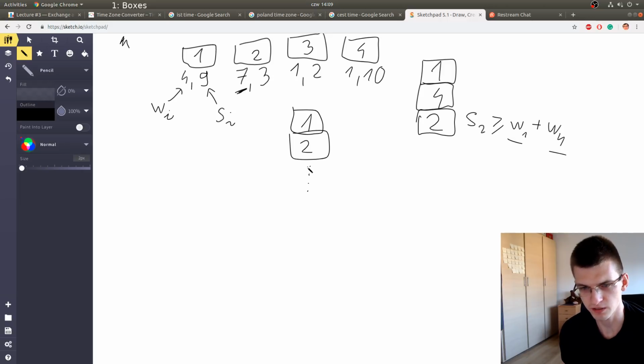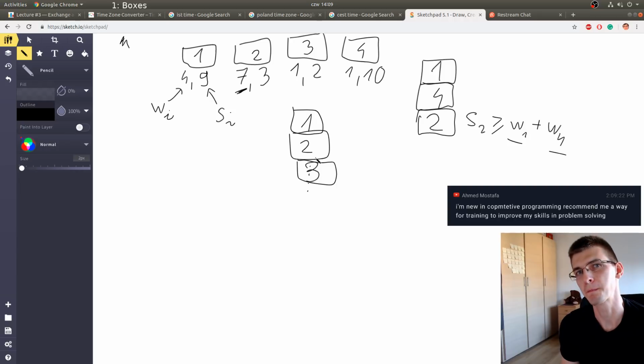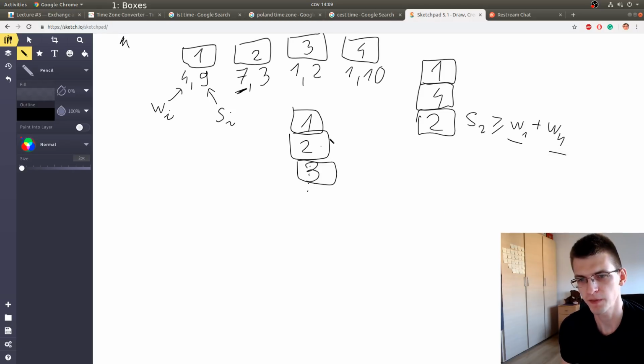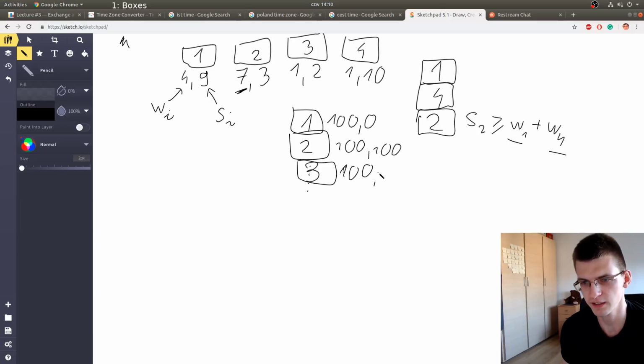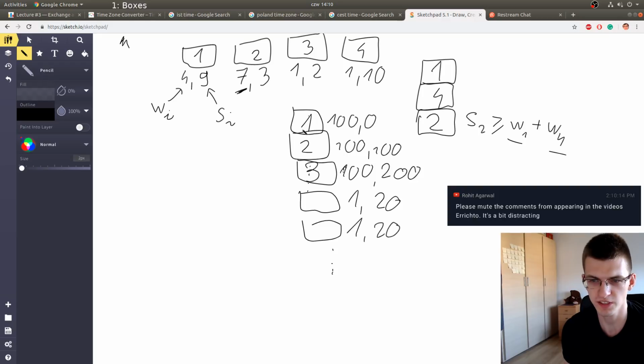And if we, for example, consider boxes 1, 2, and 3 so far, maybe we can put all of them here in this order. But maybe later there will be boxes that all have weights like, I don't know, weight 100 and strength 0, weight 100 and strength 100, and weight 100 and strength 200. And then if we have a bunch of boxes that have, let's say, weight 1 and strength, I don't know, 20, and a lot of them, 120 and so on, then we can't use any of them because the weight of boxes above is already 300. So we can only choose some of them or 0.